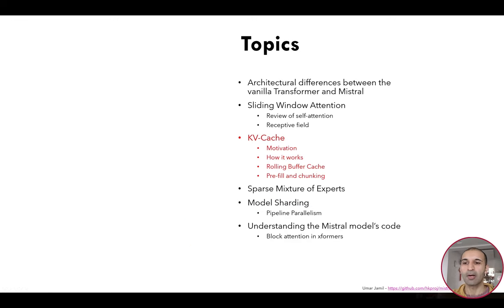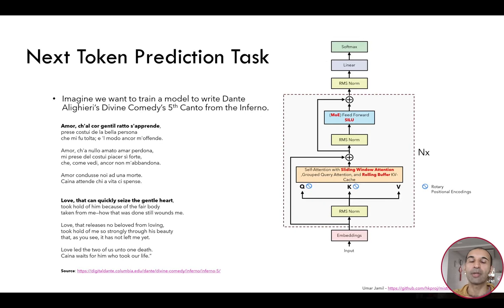Alright, let's talk about our next topic, which is the KV cache, because I want to introduce the KV cache, which I already explained in my previous video on Llama, but I want to introduce it again and review it because I want to introduce later the rolling buffer cache. So let's start by talking about, first of all, how we train language models, because this is needed to understand the KV cache. So, the language models are trained using what is known as the next token prediction task.